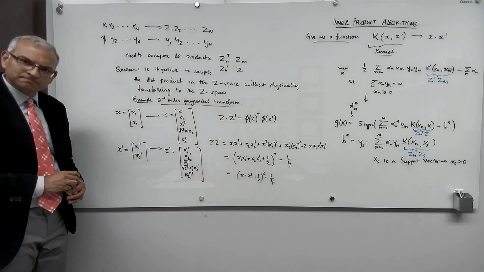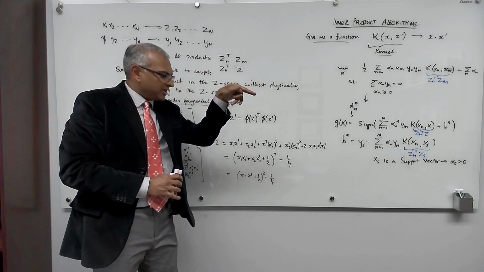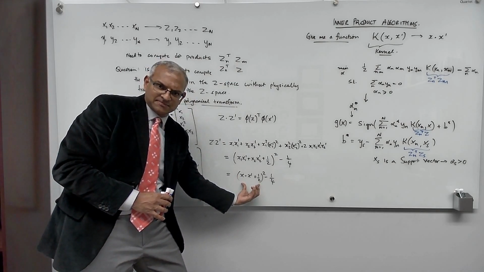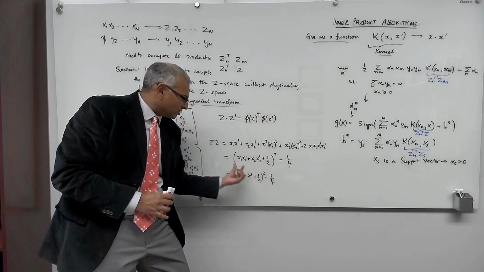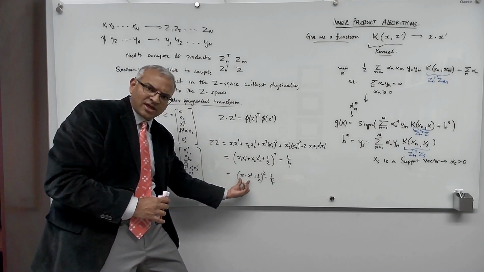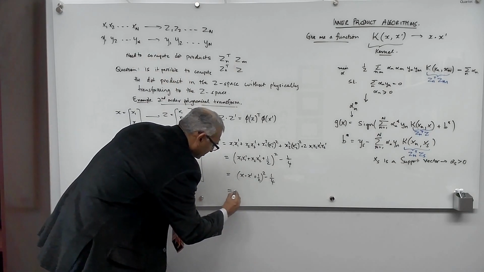Okay. Wow. So this dot product in the z space is equal to this function in my x space. So if I wanted to compute dot products in my z space, I can take my x vectors, and just compute this function. This is exactly what my kernel is going to be.